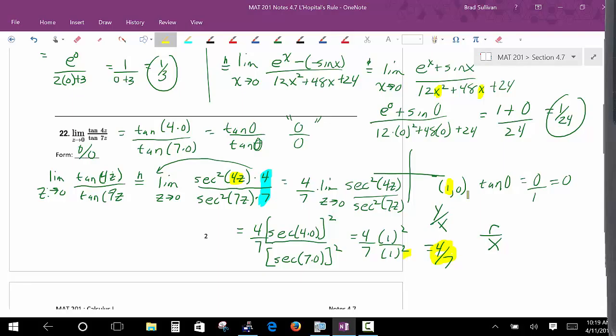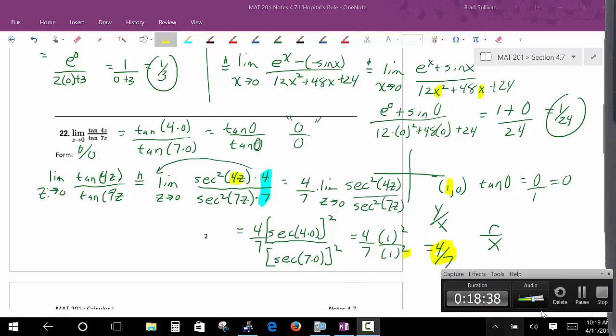Now on a tangent like this, I mean, you could probably prove that the tangent of AZ over the tangent of BZ is A over B. You could prove that with L'Hopital's rule, so it works. Okay, and it's just something that works on the tangent. I think it works on a cotangent also. Okay, all right, well, that'll finish this up for today.